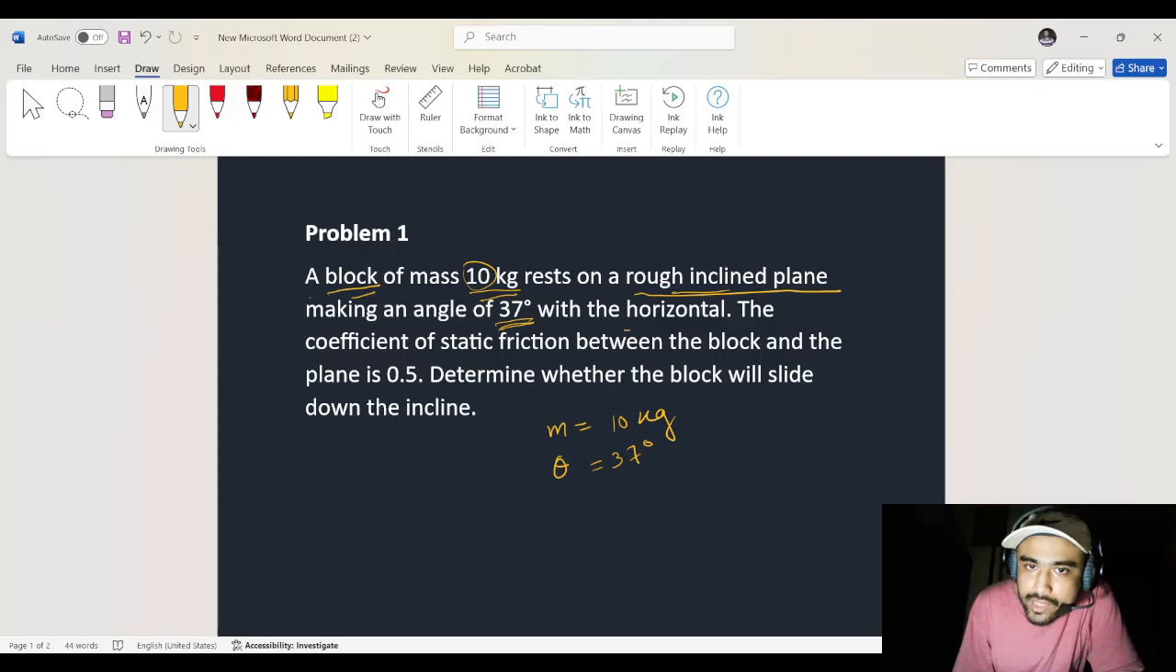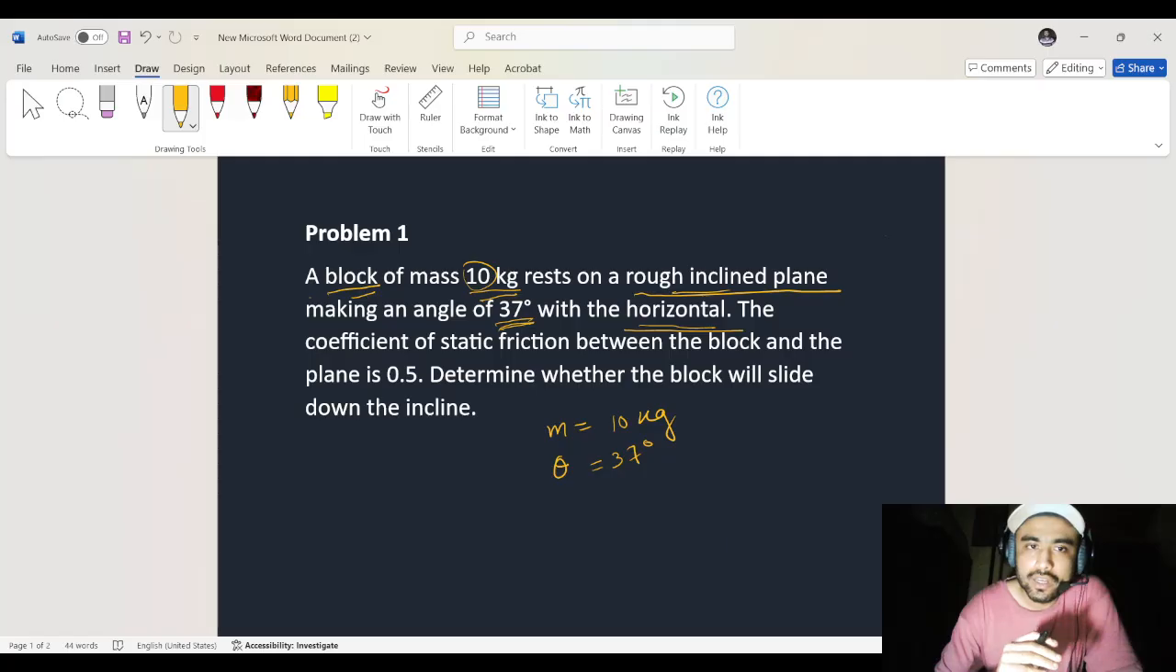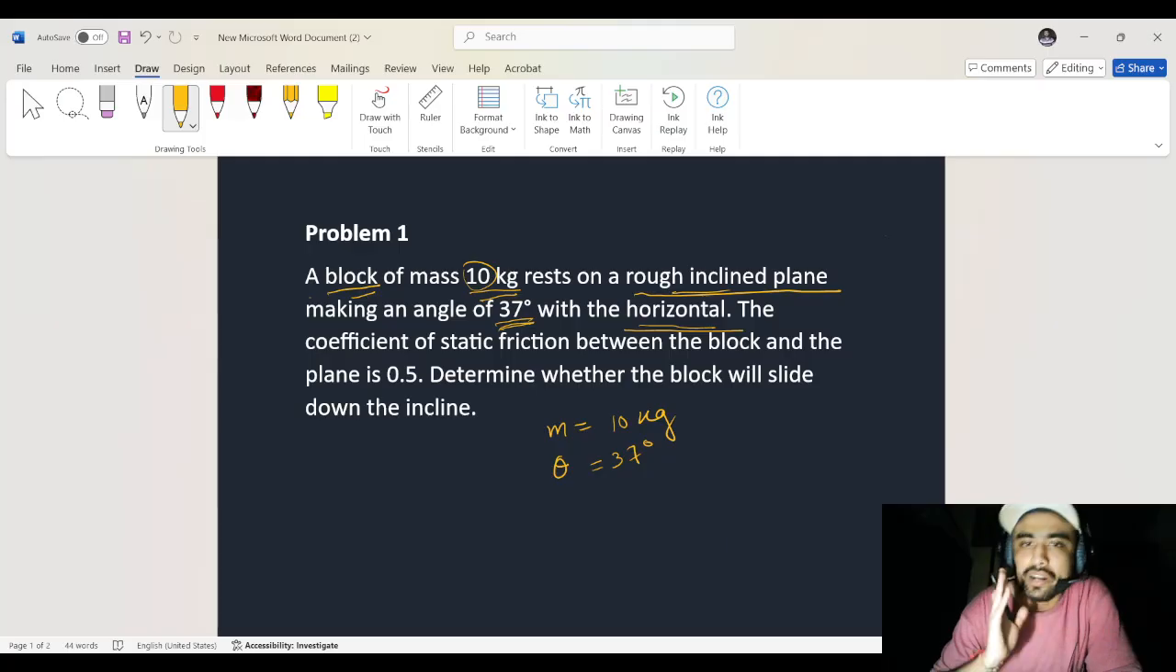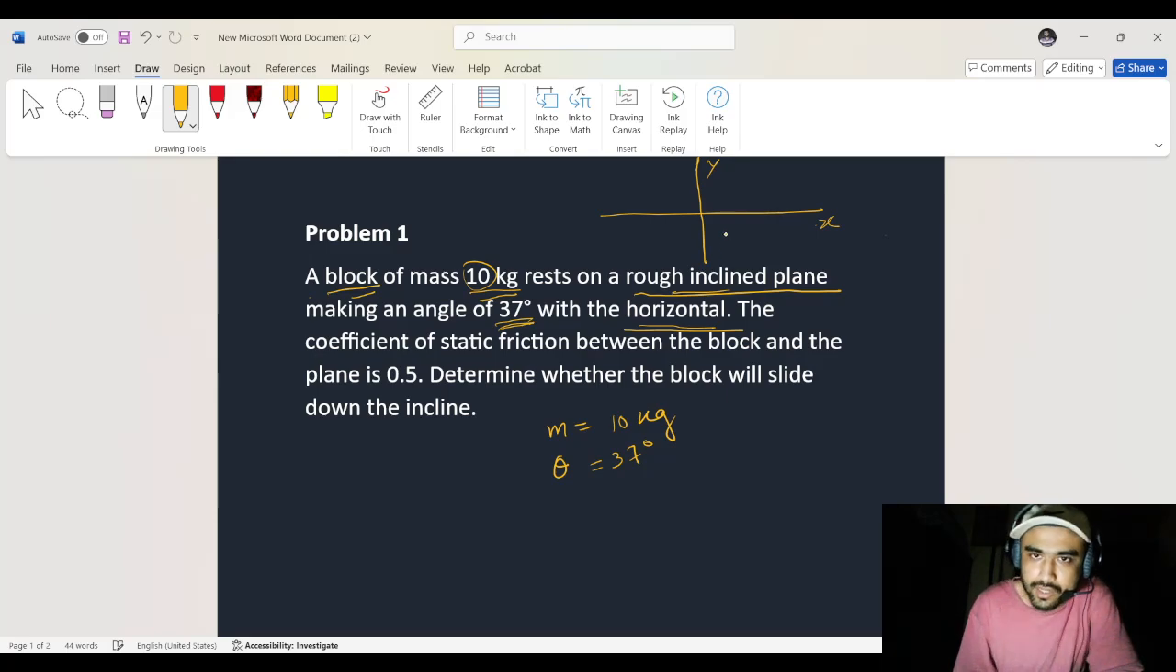Now it is telling us that the angle is with the horizontal plane. In a previous video I have explained the difference between vertical and horizontal, but in case you are visiting this channel for the first time, let me just demonstrate it. Suppose these are two axes, this is the x-axis and this is the y-axis. The x-axis is considered horizontal, and the y-axis is considered vertical.